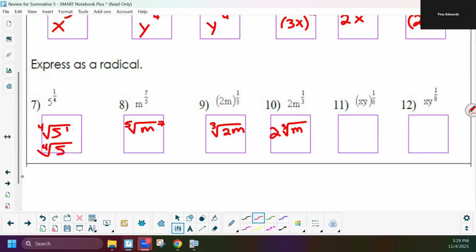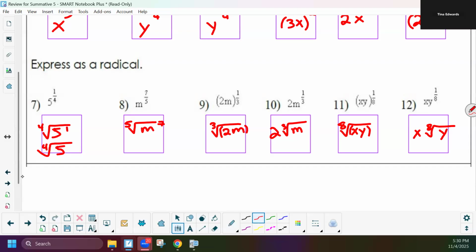Okay. For number 11, we have xy underneath because it's in parentheses. And if you want to, you could put these in parentheses underneath if that helps you know which ones go underneath and which ones do not. That's fine. This would be the 8th root. And then looking at 12, very similar to number 11, except x stays on the outside, and it's the 8th root of y. So 9 and 10 are very similar, 11 and 12 are very similar.